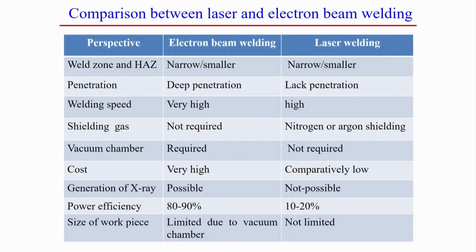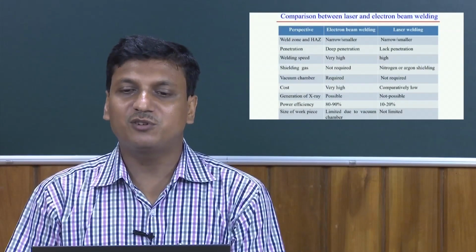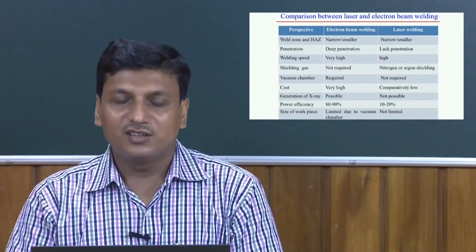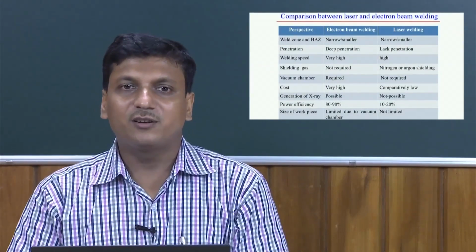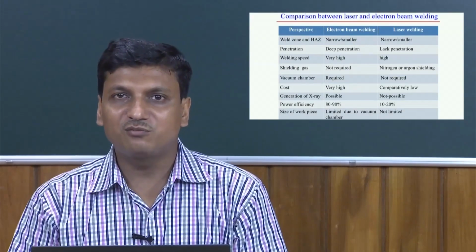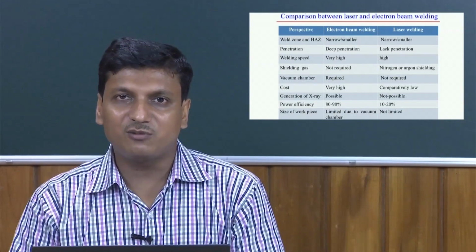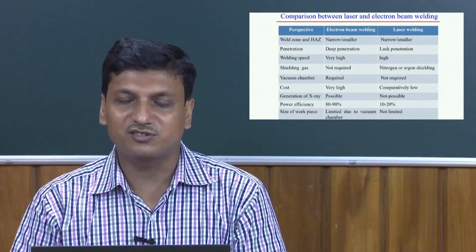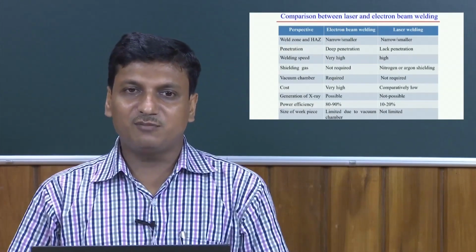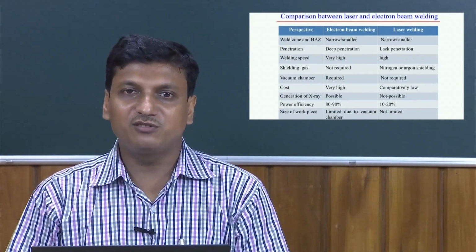So, after discussing the typical issues in dissimilar material combination welding using the electron beam welding process, now we will try to compare overall between the laser and electron beam welding processes, because in this module we will be covering only the laser and electron beam welding processes. So, let us see in summary what the differences between these two processes are.